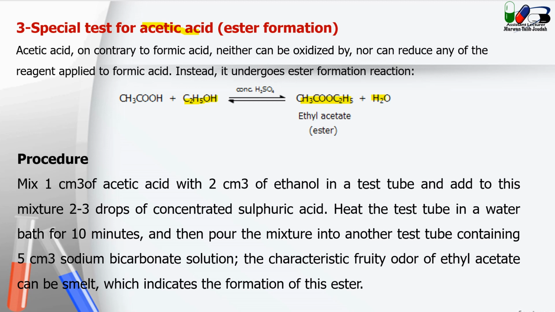The procedure: we will be mixing 1 ml of acetic acid with 2 ml of ethanol in a test tube, okay, and add to this mixture 2 to 3 drops of concentrated sulfuric acid. Heat the test tube in a water bath for 10 minutes, and then pour the mixture into another test tube containing 5 ml of sodium bicarbonate solution. So this is also previously prepared.